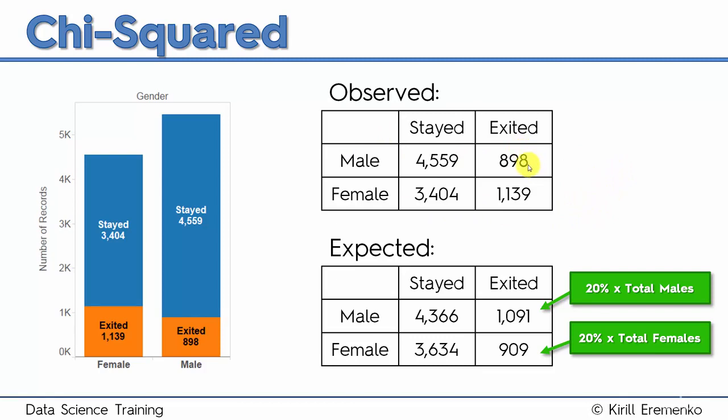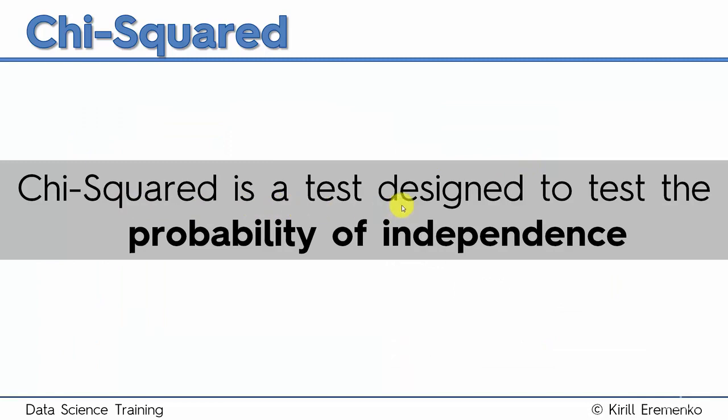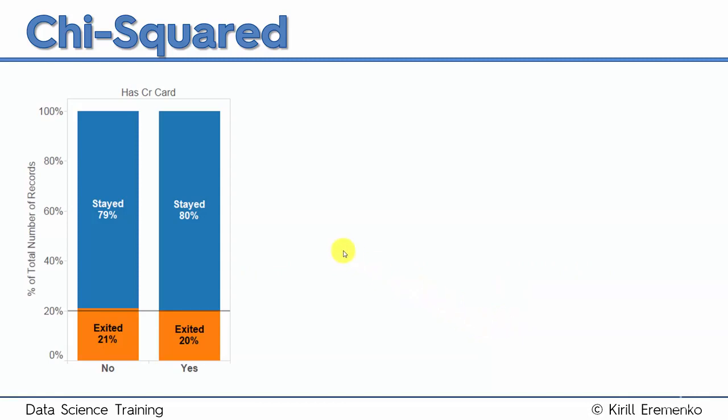So the chi-squared is a test designed to test the probability of independence. We're testing whether the variable we're looking at, exited yes or no, is independent of gender. That's what we're testing. We're testing the probability of independence, and that's important to remember. Now, let's look at a second example before we continue on to Excel.